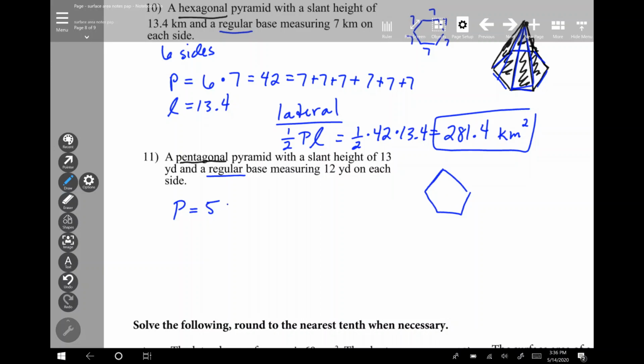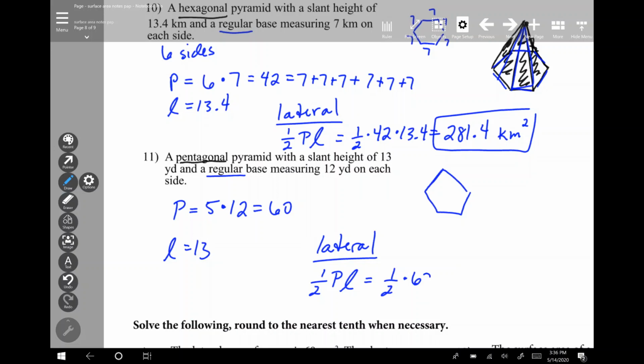So 5 sides, and what does it say? Slant height is 13, so L is 13, and a regular base measuring 12 yards on each side. There are 5 sides because it's a pentagon. Each side is 12, and 5 times 12 is 60. Now for the lateral area of a pyramid, it's 1/2 the perimeter of the base times the slant height. So 1/2 times 60 times 13.